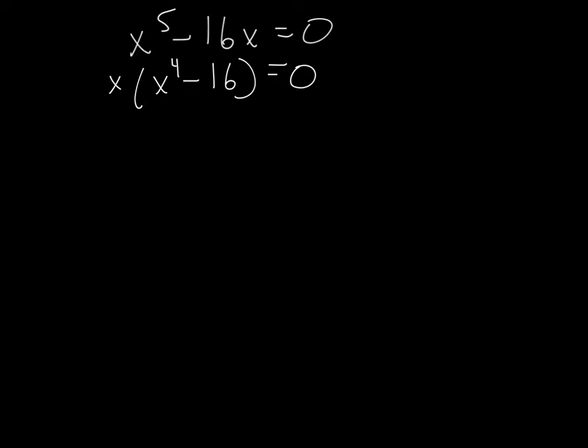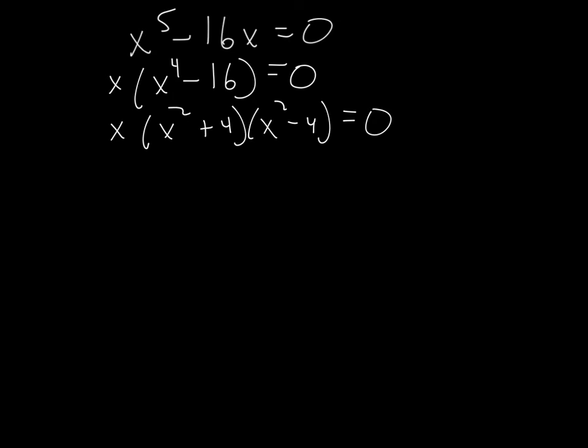X to the 4th minus 16. Like I said, all these problems today are very set up. They're set up to work nicely, to factor. So x to the 4th minus 16 is just x squared plus 4 times x squared minus 4.